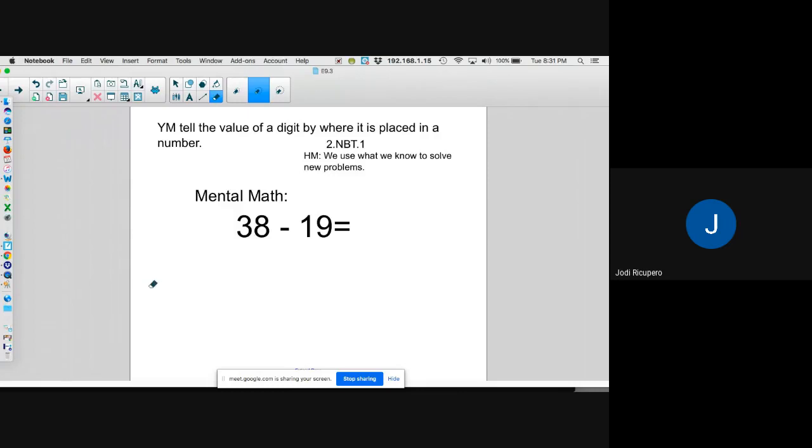Before we begin, let's do a little mental math. 38 minus 19. Try and do this in your head.